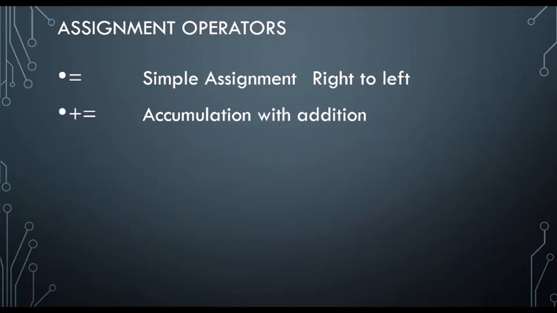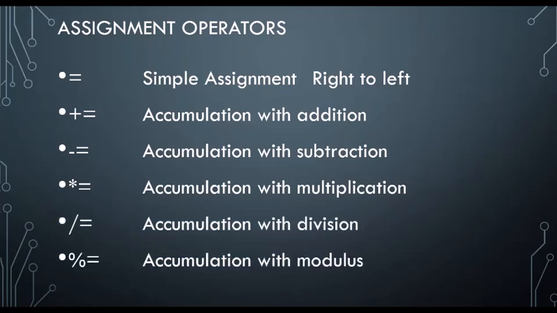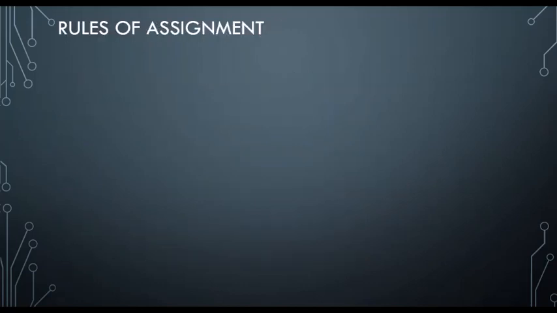Plus equal to is basically used to accumulate. So if x has a value of 10 and you write x plus equal to 2, x now becomes 12. Minus equal to is an accumulation with subtraction. This is with multiplication, this is with division, and this is with modulus. This is with the remainder now.